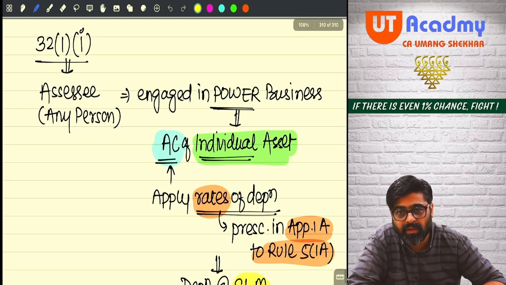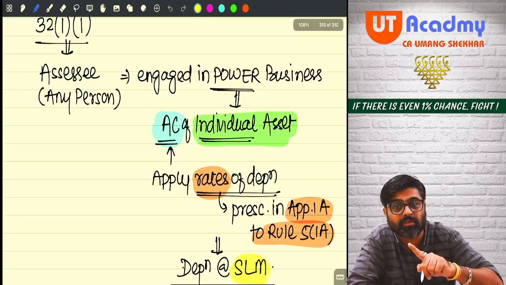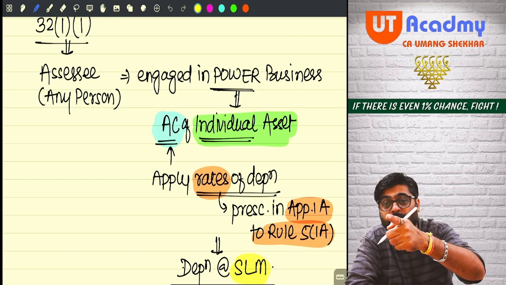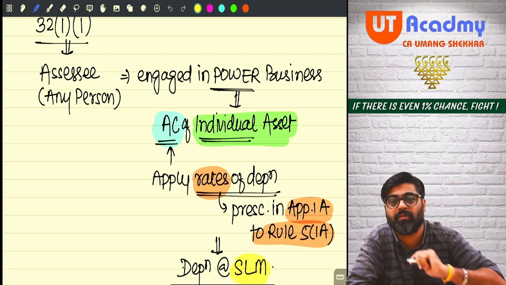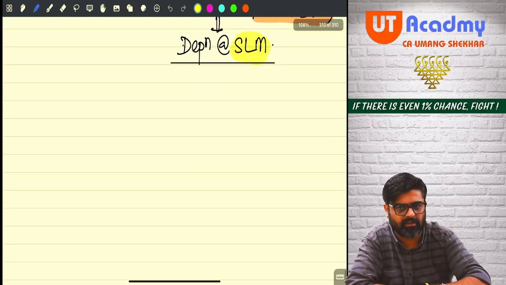But like this, who will be able to calculate and claim? Only those assessees who are in the power business. They are allowed to calculate and claim their depreciation like this. Understanding? So let's take one example.